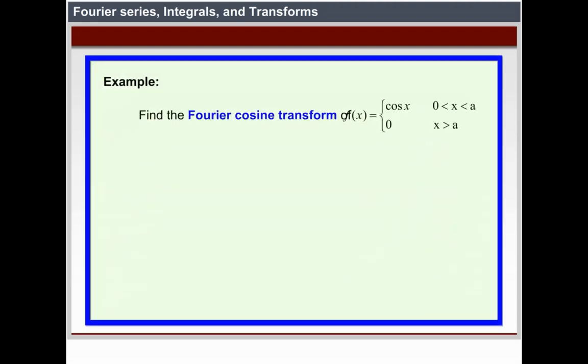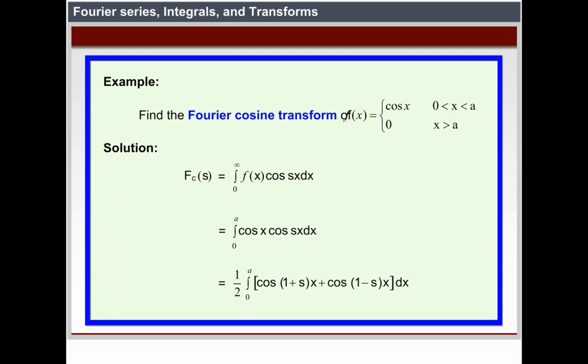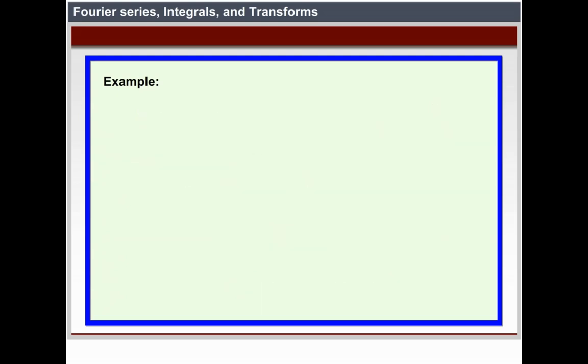Example: find the Fourier cosine transform of f of x equal to cos x for 0 less than x less than a, 0 for x greater than a. Solution: capital Fc of s equal to integral 0 to infinity f of x into cos sx into dx, equal to integral 0 to a cos x into cos sx into dx, equal to 1 by 2 into integral 0 to a cos of (1 plus s) into x plus cos of (1 minus s) into x into dx.